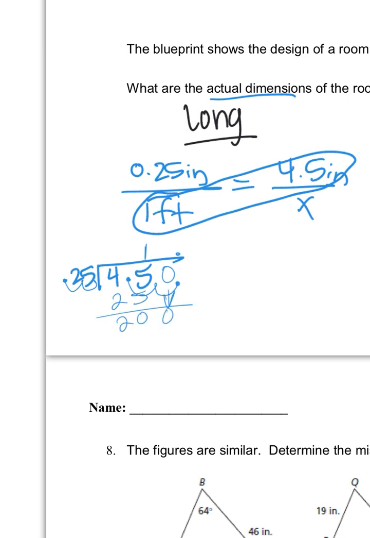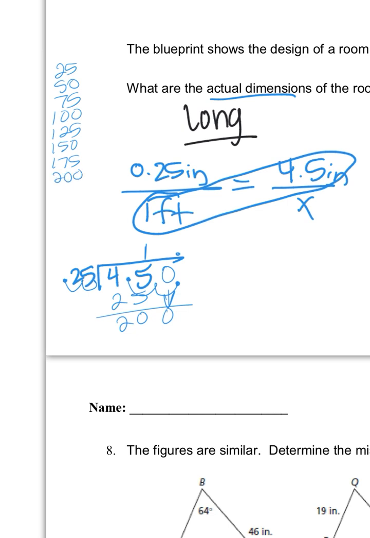Bring down the 0 to give me 200. When you are thinking about your 25s, think of your quarters. So 25, 50, 75, 100. Still not there. 125, 150, 175, and then finally 200.